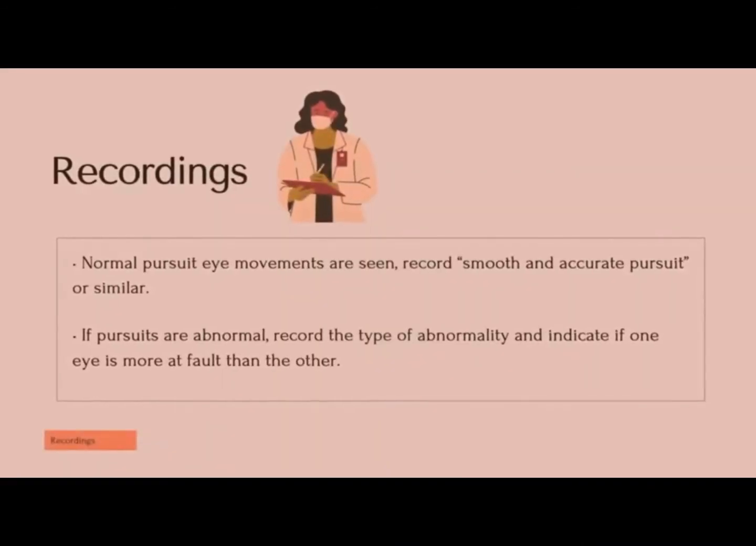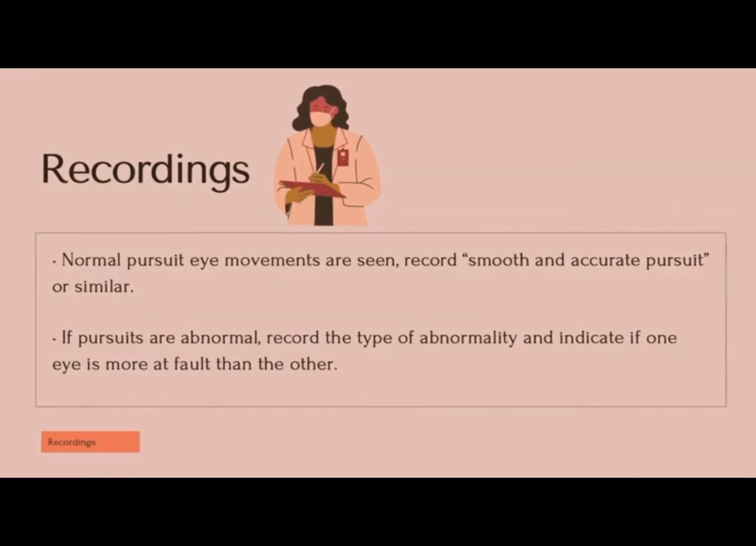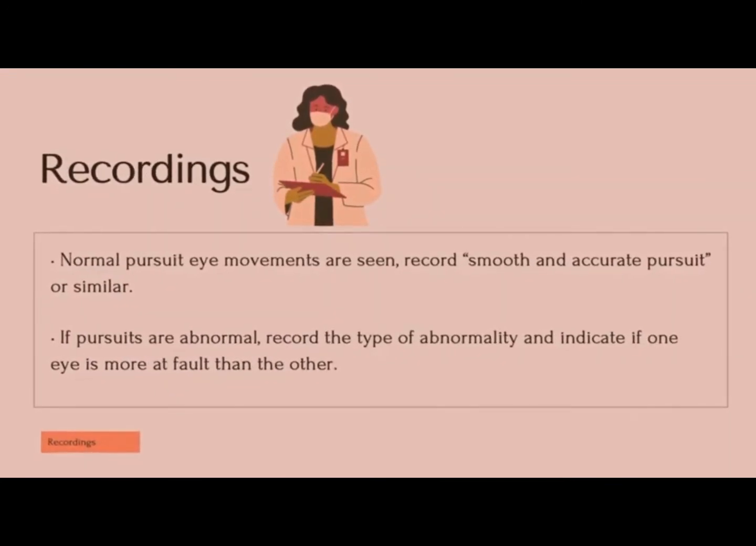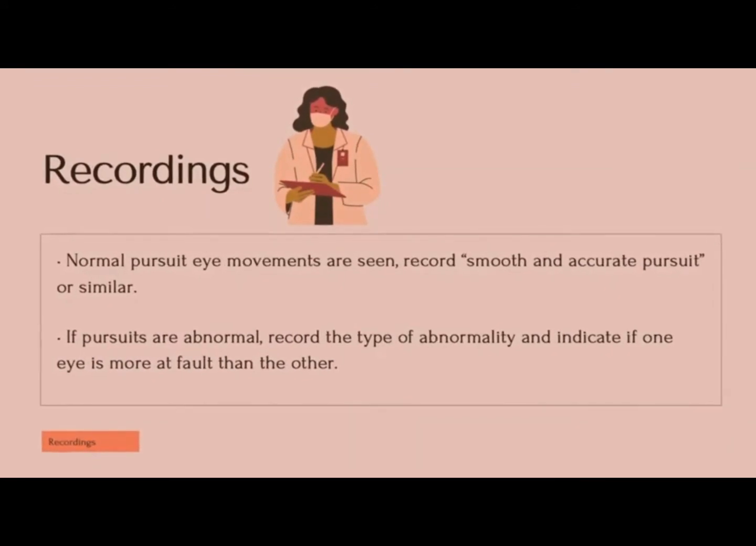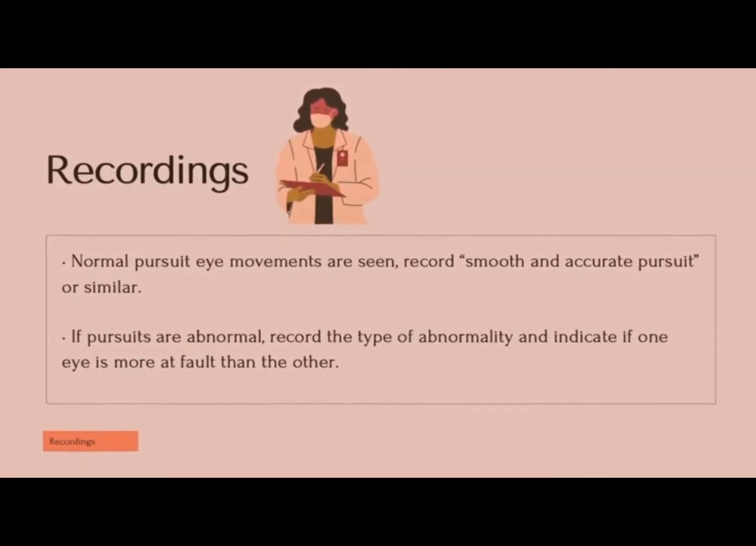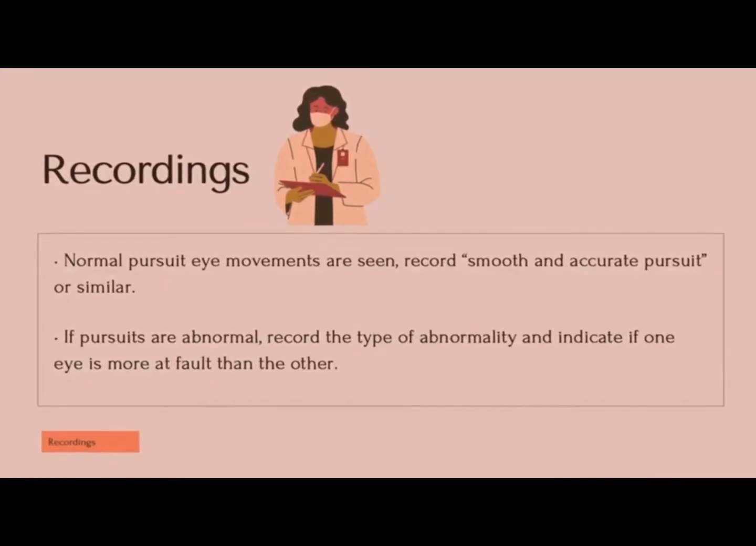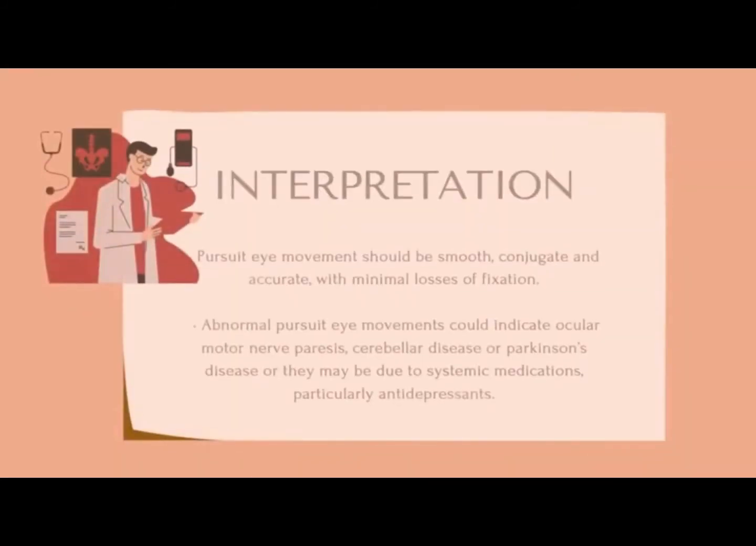Next is the recording. So if it is a normal pursuit eye movement, you should record smooth and accurate pursuit or similar. And if it is abnormal, you should record the type of the abnormality and indicate if one eye is more at fault than the other.